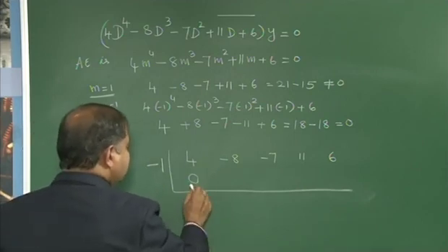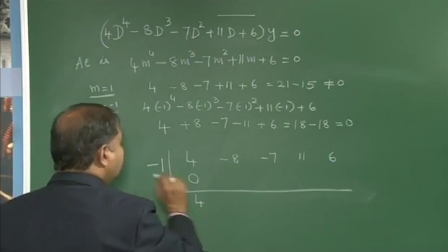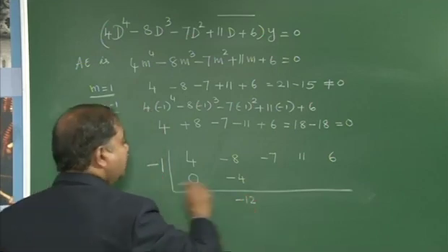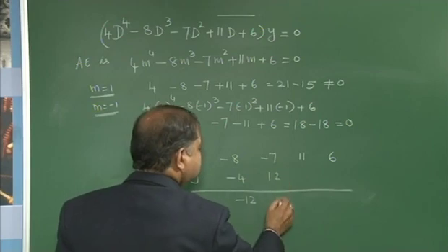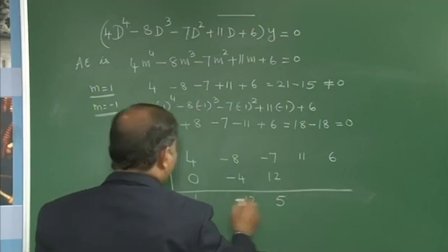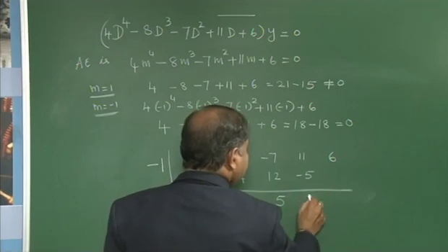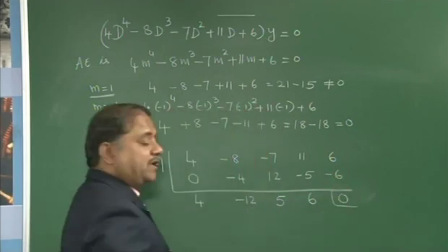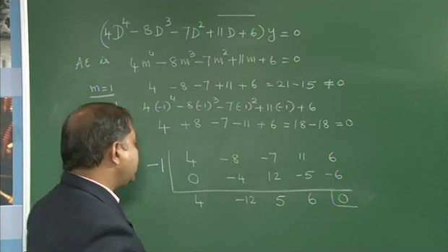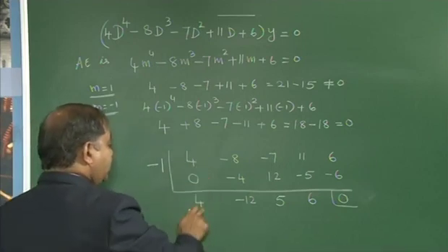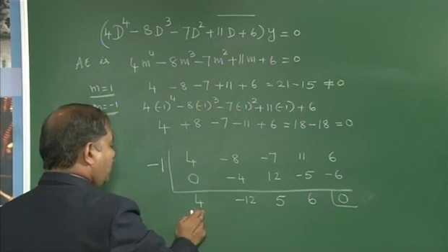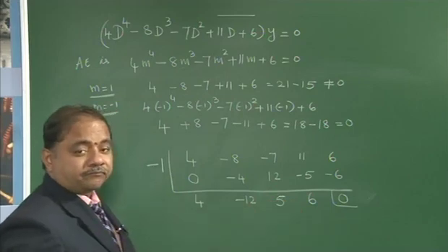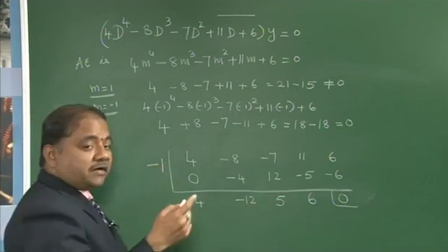0, 4 plus 0 is 4, 4 into minus 1, minus 4, minus 8 plus minus 4, minus 12, 12 into minus 1, 12, minus 7 plus 12, 5, 5 into minus 1, minus 5, 11 minus 5, 6, 6 into minus 1, minus 6. So the last value must be 0. How did I do it? In the straight line it is addition, in the curved line it is multiplication: 4 plus 0, then 4 into minus 1. That is the process we have adopted. So 1 degree is reduced.